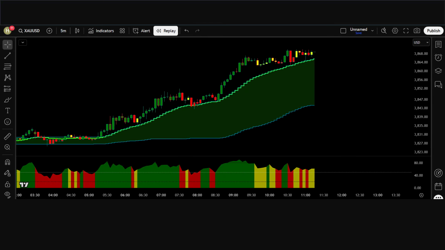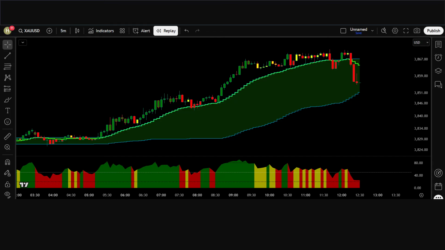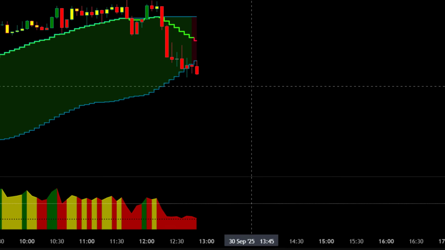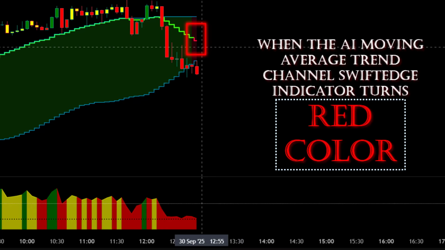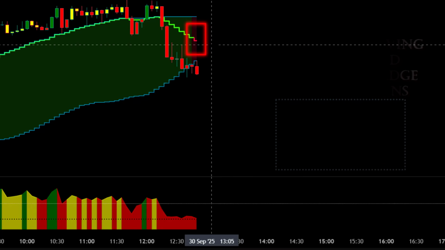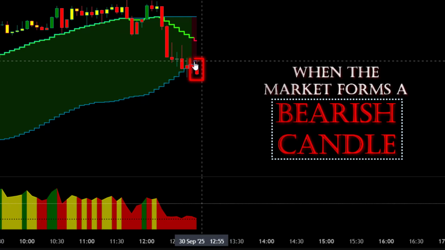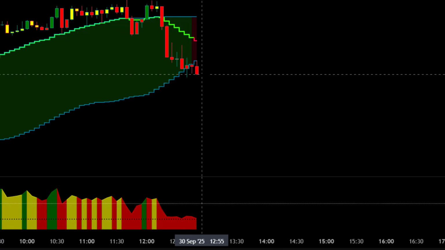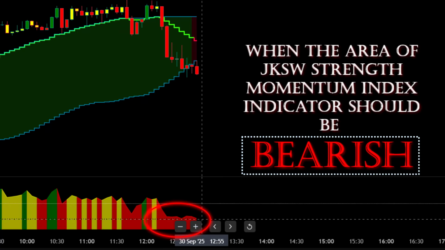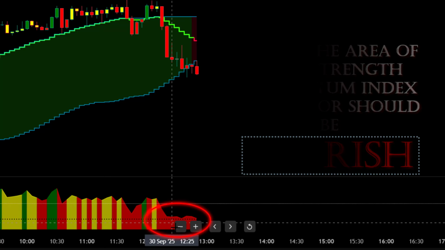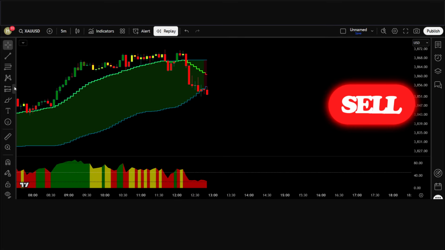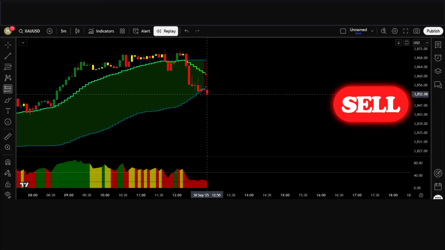Now, let's understand the concept where we will take buy and sell trades based on their conditions. When the AI Moving Average Trend Channel Swift Edge indicator turns red color. When the market has created a bearish candle. When the area of JKSW Strength Momentum Index indicator should be bearish. If this condition is fulfilled, then we will place sell order.